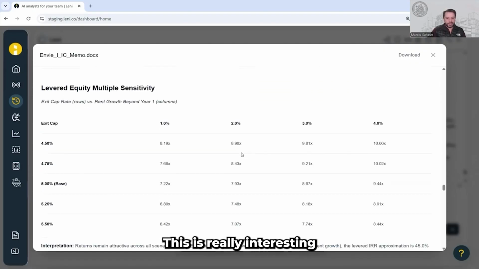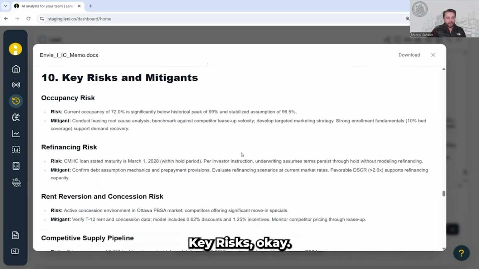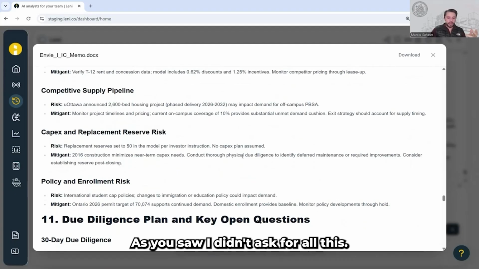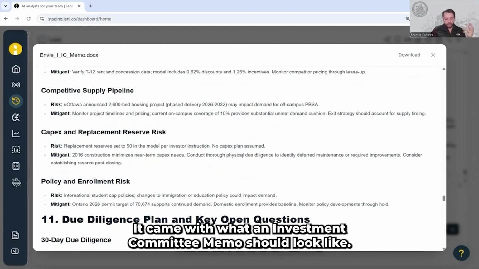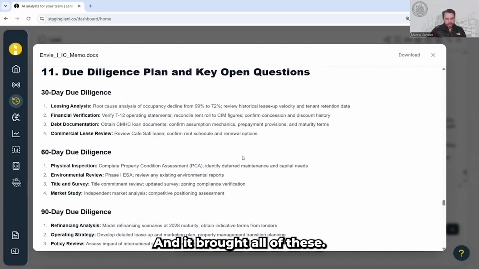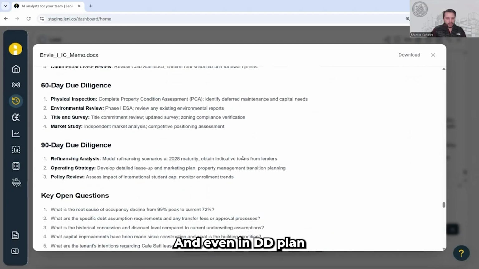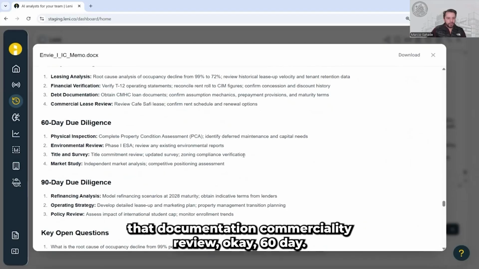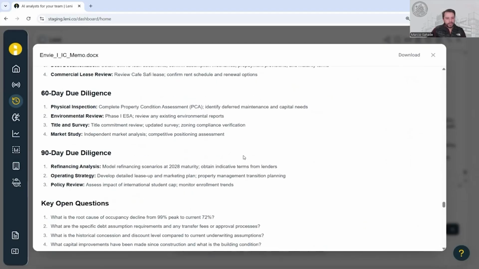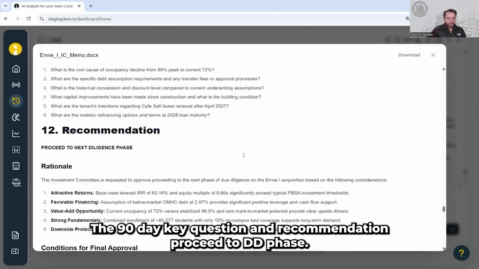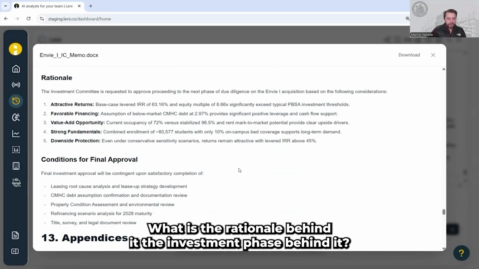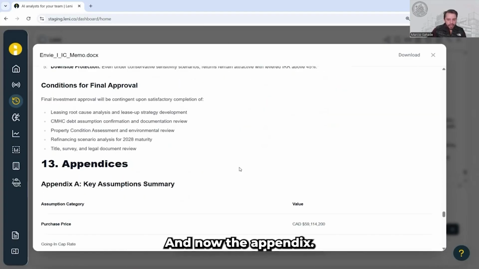This is really interesting. It gave it all. Key risks, okay. As you saw, I didn't ask for all of this. It came with what an investment committee memo should look like, and it brought all of this, and even the DD plan. Start with leasing analysis, financial verification, tax documentation, commercial lease review, the 60-day, the 90-day, key questions, and recommendation: proceed to DD phase. Interesting. What is the rationale behind it, the investment thesis behind it, and now the appendix.